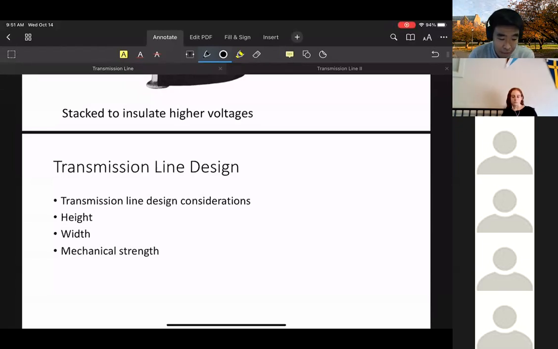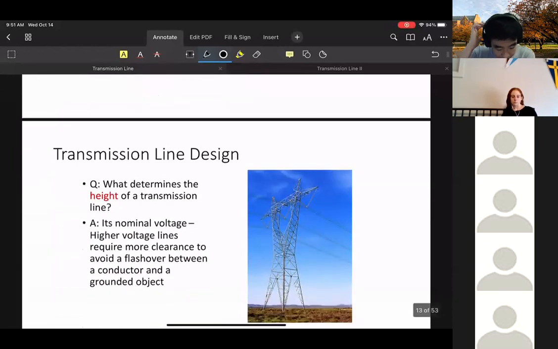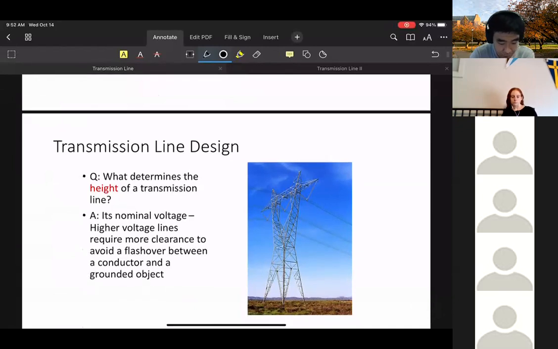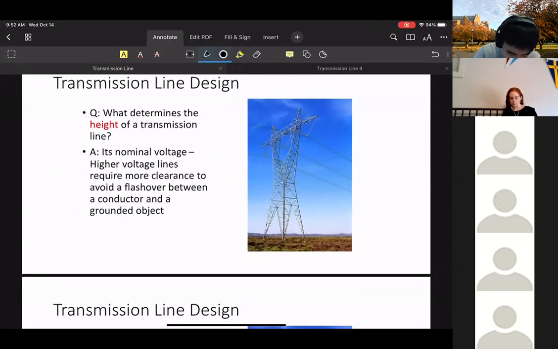So let's look at these design considerations. The height of the transmission line is really determined by the voltage, because you want to be far enough from ground. So we have a transmission line. This is ground, the actual earth. And then we have a line carrying some current.